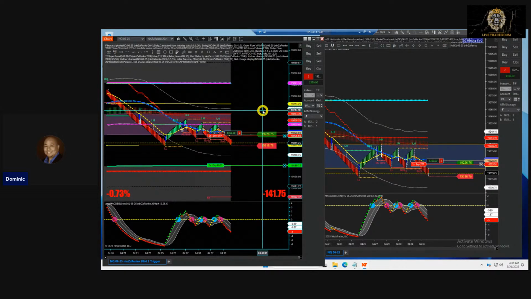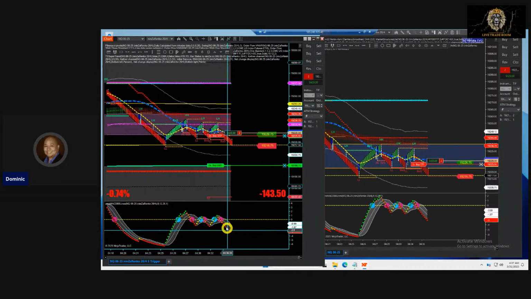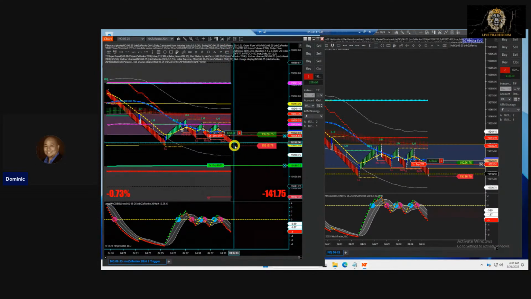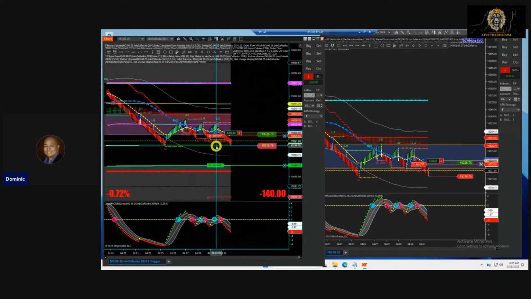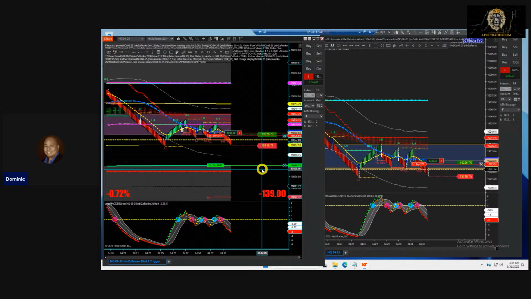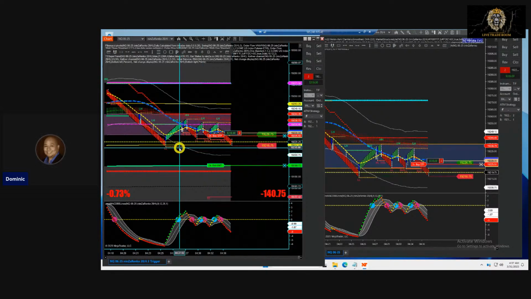Again, I'll get a small profit. It's better than a loss. But here we're showing strong momentum, so I can assume that it's going to go past this 0.5 deviation. Hopefully it's going to create a lower low.